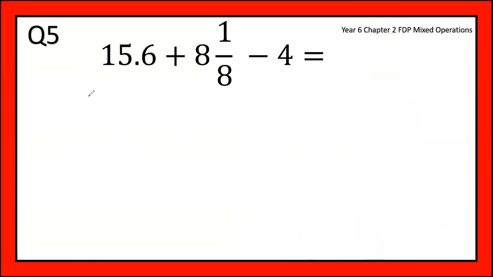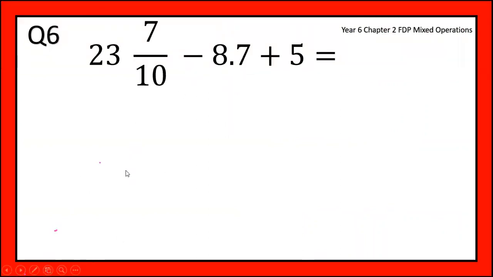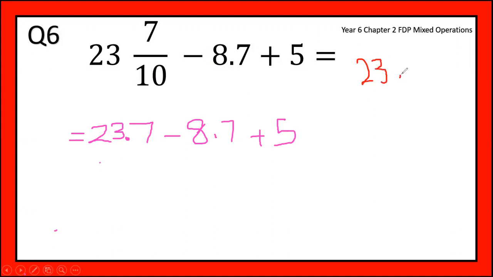Clear now? Let's move on to the next question, which is here: 23 and 7 over 10 minus 8.7 plus 5. So rewriting this back again, this is 23. 7 over 10 is 0.7, so 23.7 minus 8.7 plus 5. All you need to do is work from left to right. So do straight away 23.7 minus 8.7.